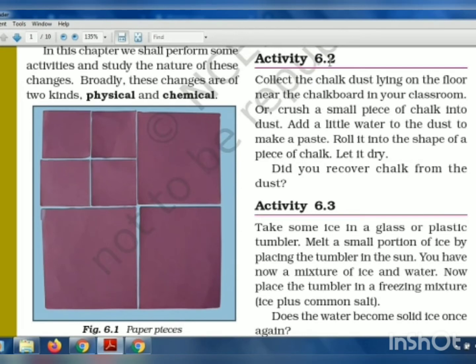Now, the next activity says that you have to take a piece of chalk and crush it into a powder form, then put water in that chalk dust and make it into a paste. Then again roll a piece of chalk from that paste and let it dry for some time. After that, you will recover the chalk, but it will not be in the same size and shape as it was before. So there's a physical change in the shape and size of the chalk.